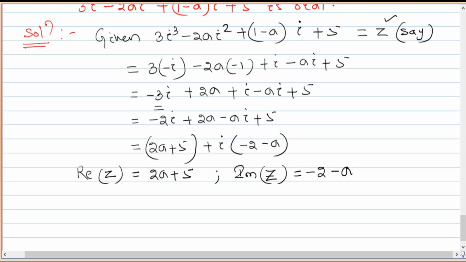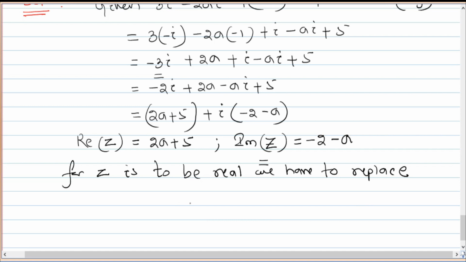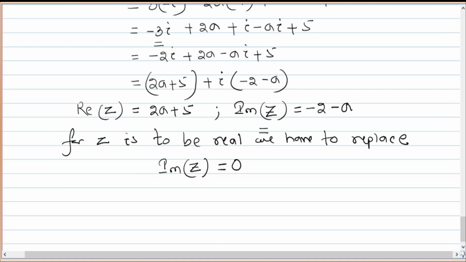The coefficient of i is what we write. The question asks to find the real value of a for which 3i cubed minus 2a i squared plus (1 minus a) into i plus 5 is real. Real means the imaginary part is 0. So therefore, for z to be real, we have to put the imaginary part, that is Im z, equal to 0.